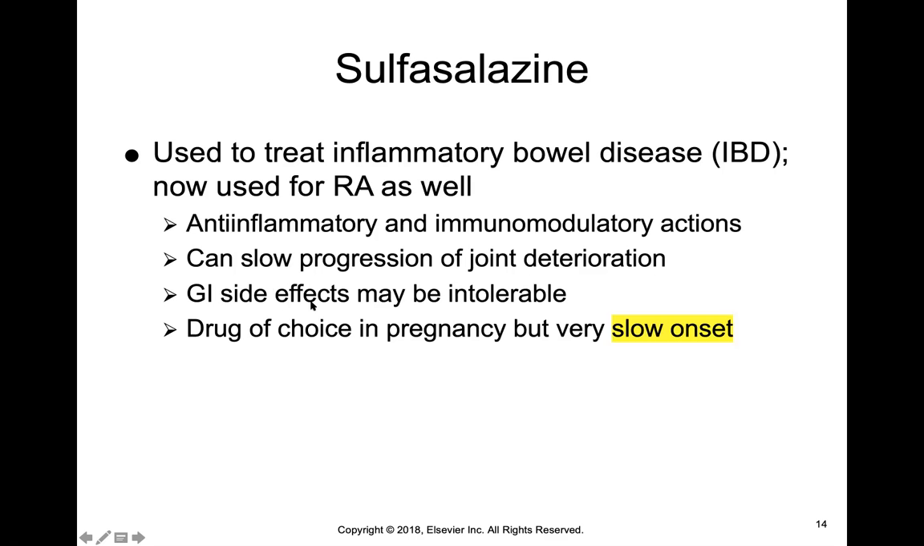The GI side effects are pretty harsh. Nausea and vomiting can be a big thing. But it is safe in pregnancy, though again, it is slower in onset versus methotrexate, at 3 to 6 weeks.